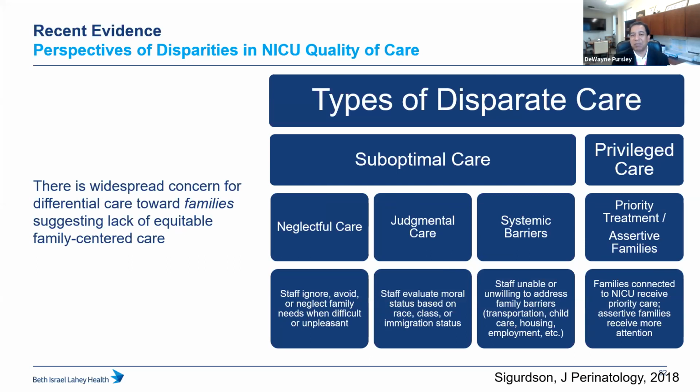Here you see examples of suboptimal care described, and those are broadly described as neglectful care, judgmental care, and systematic barriers. Think about these for a bit. Can you envision these behaviors in your own unit? You know, I can. I'm guessing that we can also relate to the privileged care example. All of our patients should receive privileged care.